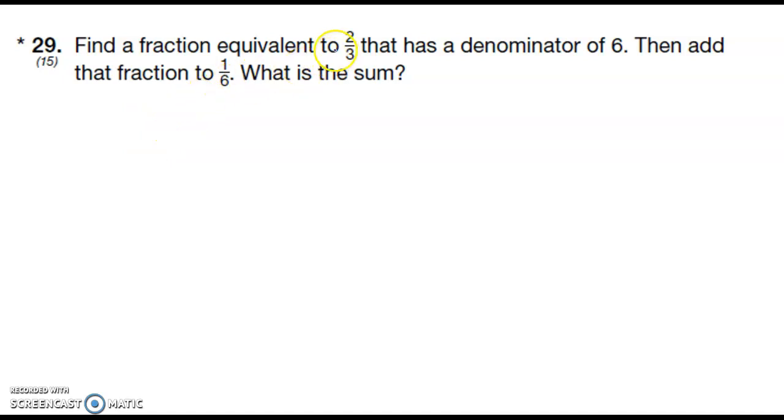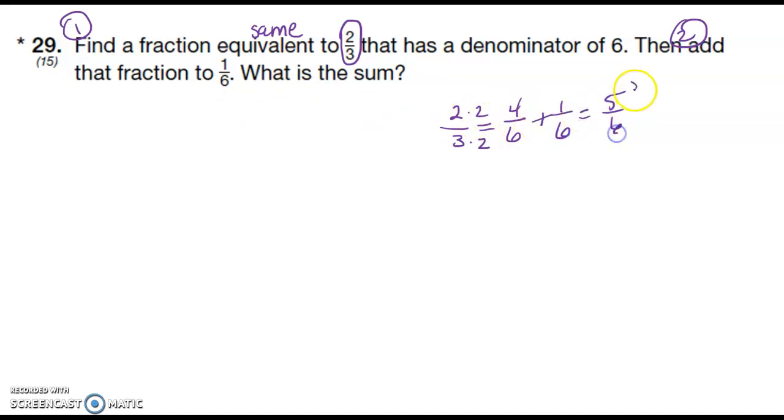29. Find a fraction equivalent, or the same, of 2/3 that has a denominator of 6. So that's my step 1. Then add that to 1/6. What's the sum? Okay, so 2/3 with a denominator of 6. That means I have to multiply 3 times 2. And then I have 4/6. And then it says to add 1/6. I get 5/6. And I think that was our last problem.